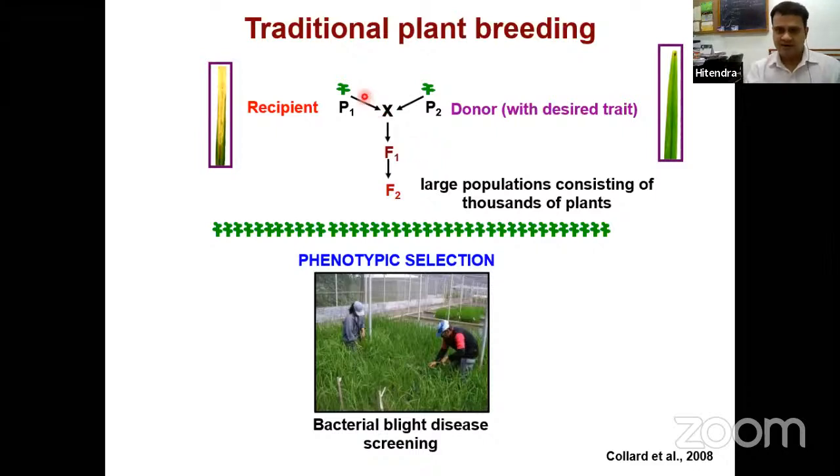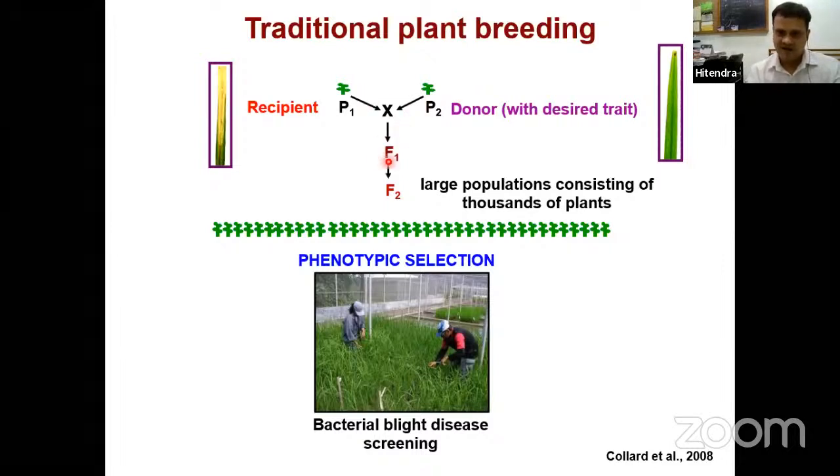Suppose there is one plant which is susceptible to a disease. You can see this leaf. This is a bacterial leaf blight disease symptom. This I'll tell you later. So this plant is susceptible to bacterial blight disease. Now we have another rice plant which is resistant to the disease. There is no disease symptom here. So now we make a cross between these two plants.